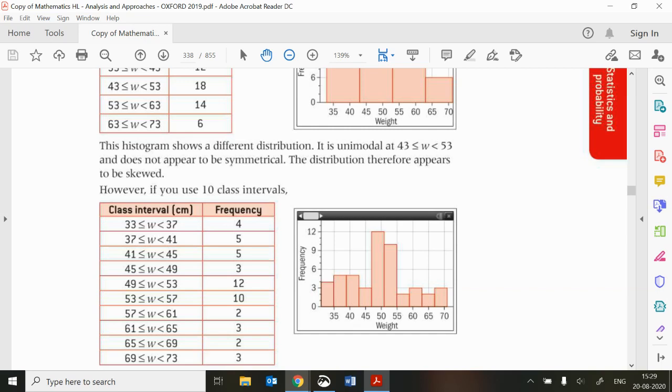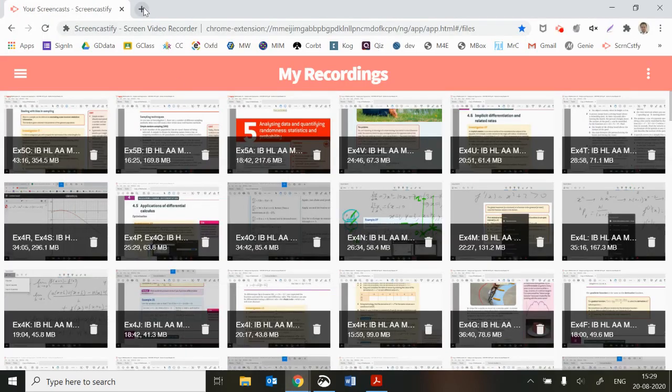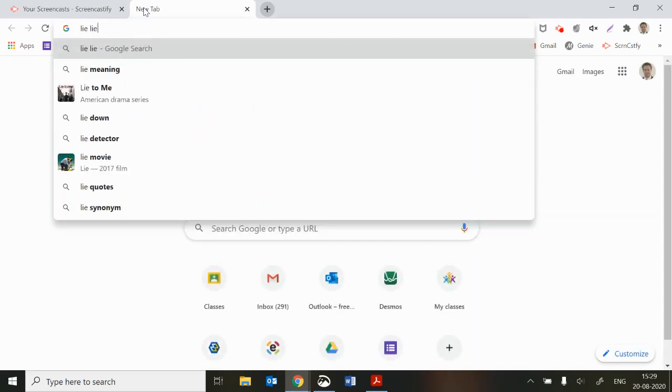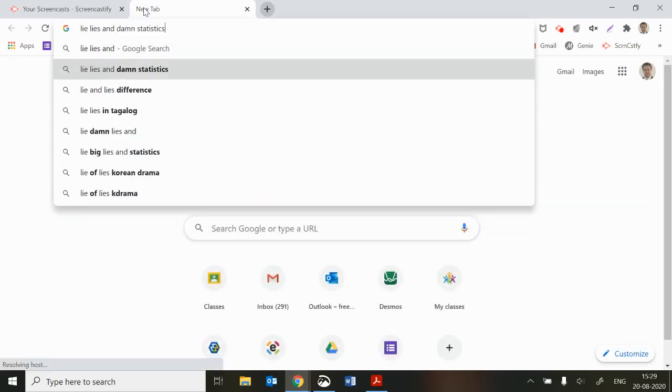And, you know, sometimes it matters about the point you're trying to make as well. I mean, you can make statistics kind of say what you want it to say. What's the famous quote? The famous quote is lies, lies, and damn lies, or something like that. Lies, lies, damn statistics is the quote.